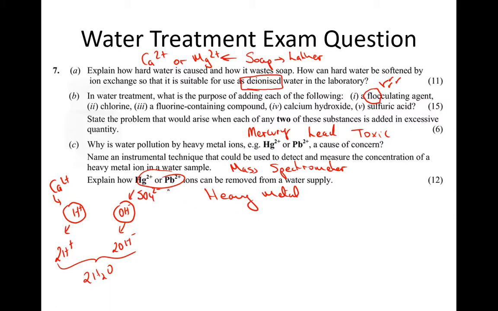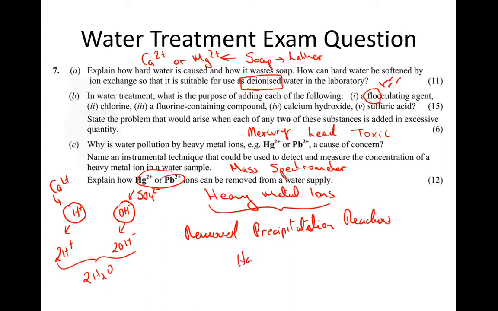Hg and Pb, heavy metal ions. The quickest way to get rid of heavy metal ions is simply to precipitate them. Now, you're very lucky, you don't have to know the chemistry behind it. All you've got to know is that they are removed by what we call precipitation reactions. So if we want to get rid of Hg2+, and we want to get rid of Pb2+, what do we do? We bring about chemical reactions that will precipitate them down to the bottom where they can be collected and removed.